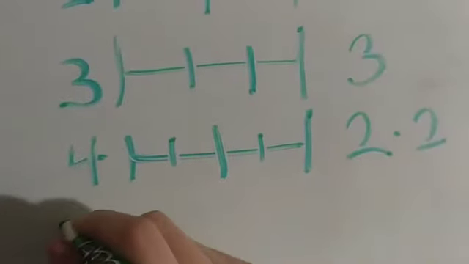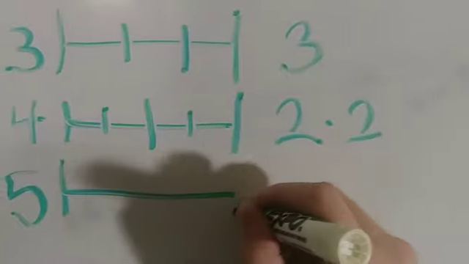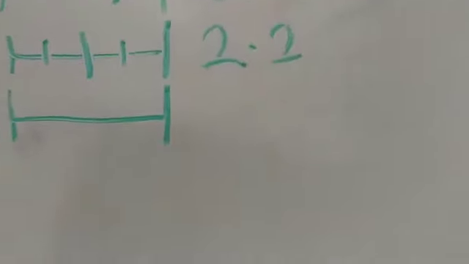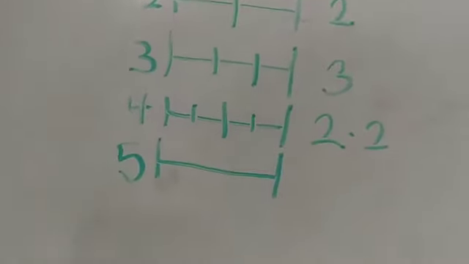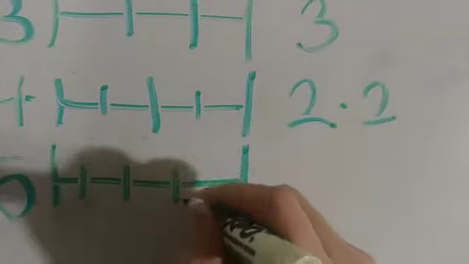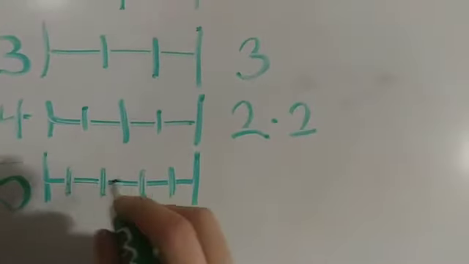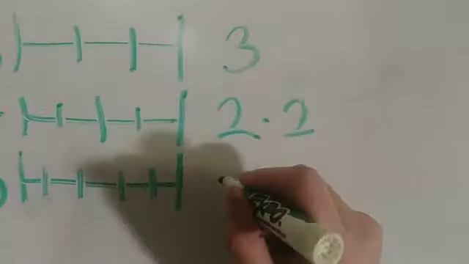Now 5 is also an interesting number in that it cannot be divided by anything less than itself. Yeah, that's 5. So 5 is just 5.